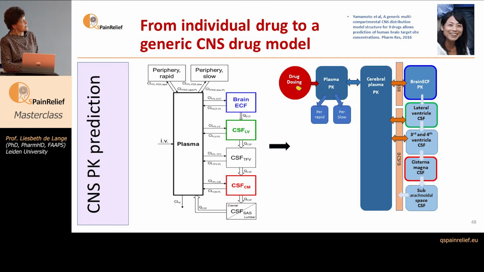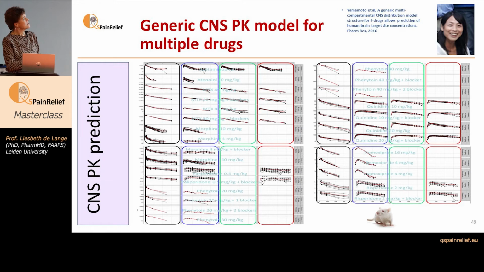CSF in the lateral ventricle, CSF in the cisterna magna, and here the same for different drugs: acetaminophen, atenolol, methotrexate, low dose, high dose, with and without blocker, etc. Morphine, low, high, phenytoin, paliperidone, risperidone, remoxipride, etc. You can see our measured data as black dots, and the red line through is the model prediction, and you can see it nicely overlaps. It's so tiny, but this is, I think, a couple of years condensed in one slide. So you can see it really captures all these data, which means that the model structure is a good structure.